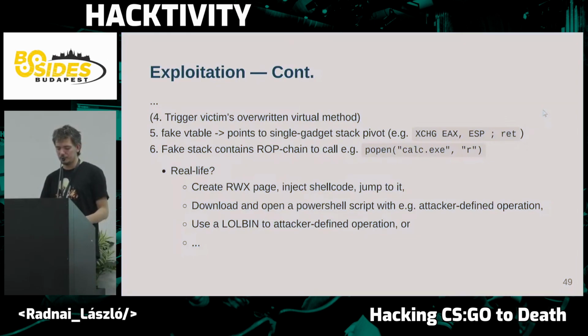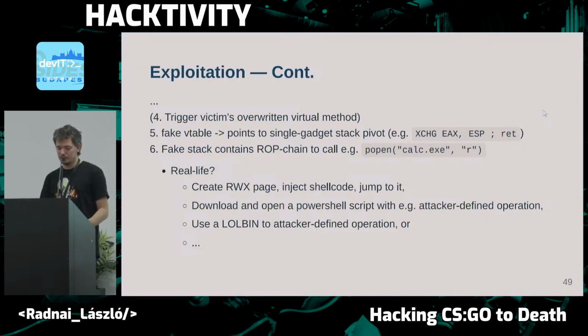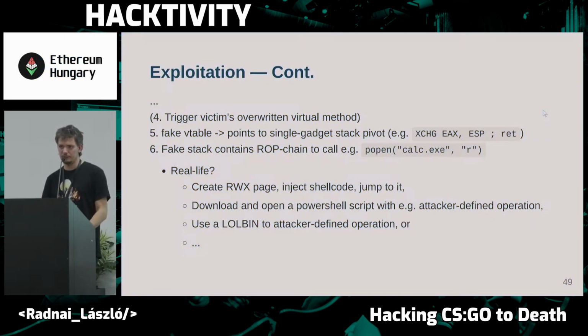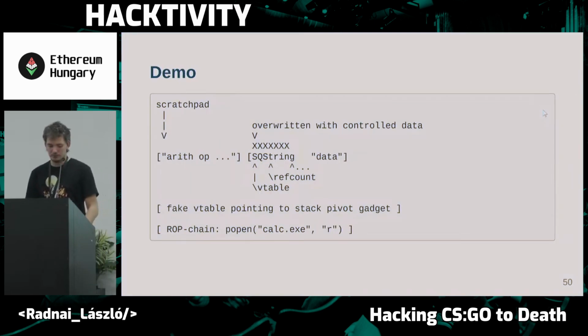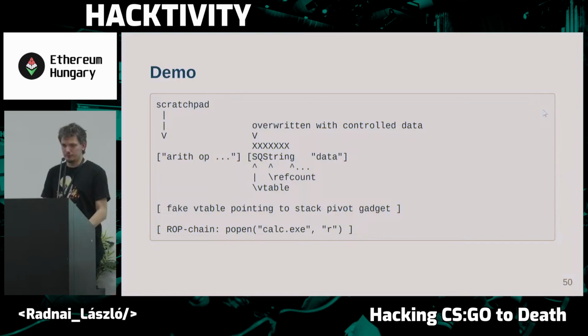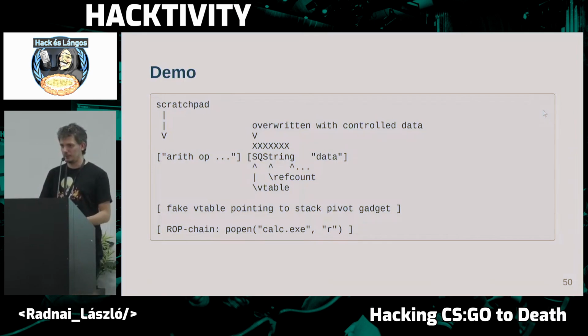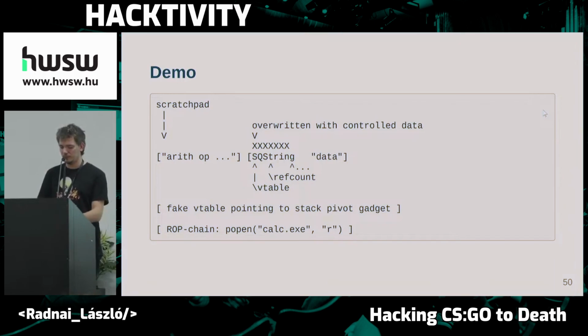And this fake stack contains a ROP chain, and this exploit I will be showing will open calc.exe. Of course, in real life, you have much more powerful demonstrations. This is just an arbitrary code execution demonstration. So this demo won't be able to show this, but we will be creating a fake vtable. We will be creating a ROP chain, which is a fake stack. And we overwrite an SQ string and trigger the release function, which is hijacked by us because of the fake vtable pointer.